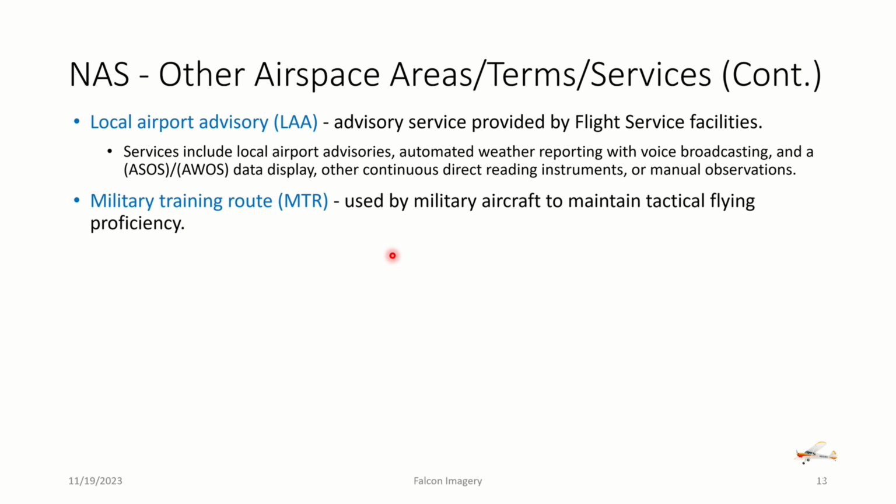Military training routes are used by military aircraft to maintain tactical flying and proficiency. These are often routes similar to a Victor Airway that allow high-speed military traffic to flow along those routes to an MOA, possibly from an Air Force base to an MOA.